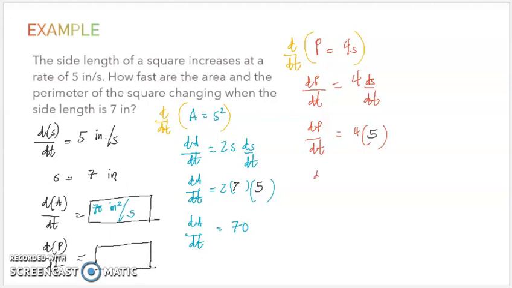Therefore, we have our dP/dt as 20. Since we're dealing with perimeter, that's inches per second. So again, as the side length is increasing 5 inches per second, the perimeter is increasing 20 inches per second.